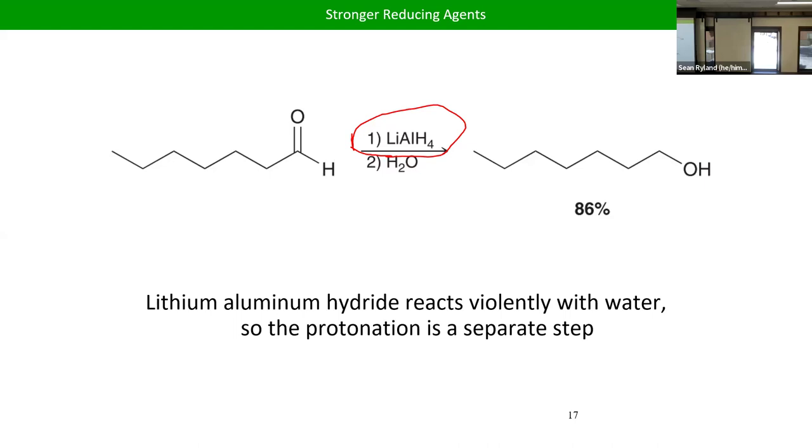And in general, we don't see that big of a leap in terms of yields. The yields for sodium borohydride for an aldehyde are like 80%, maybe 70%. So the additional headache of having to deal with all the safety constraints, how expensive it is, and how short the shelf life is for lithium aluminum hydride, avoid it whenever possible. So 70% yield using sodium borohydride is acceptable.